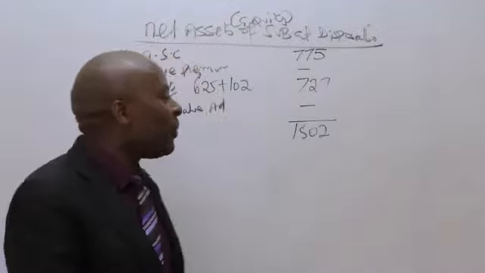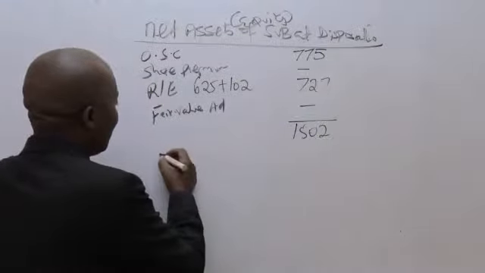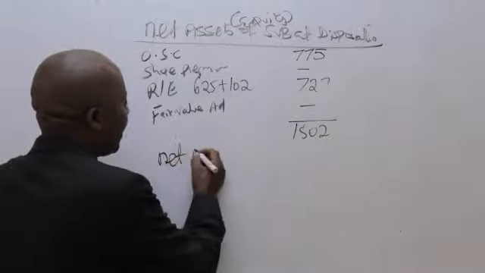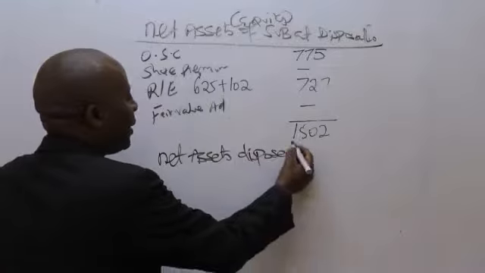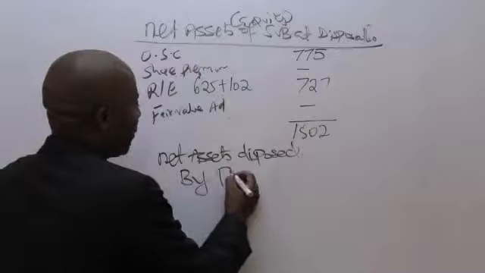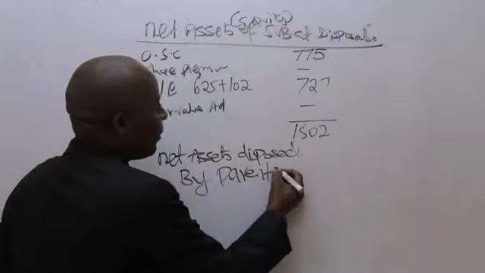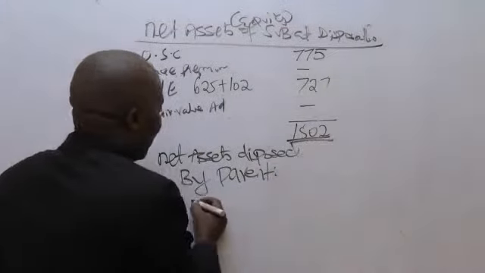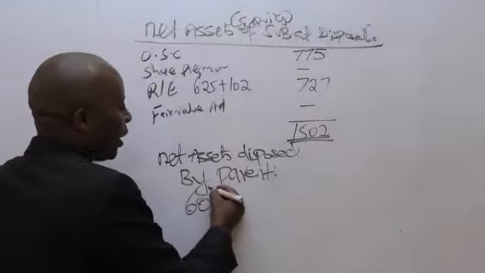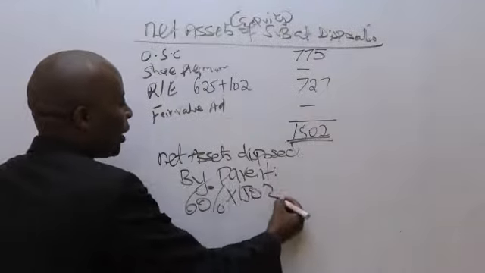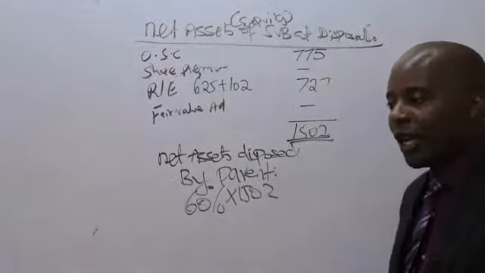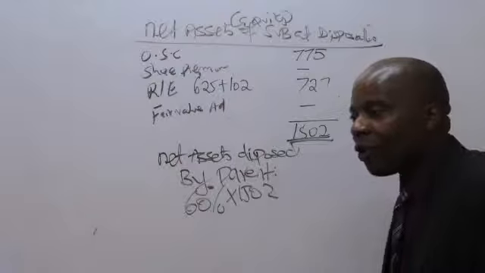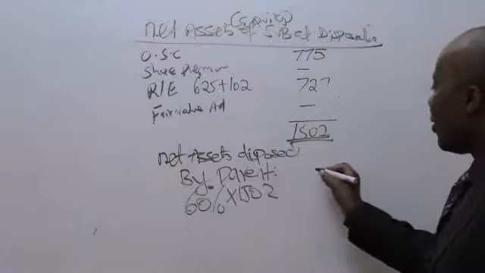So in this case here, come and look at the net assets disposed by the parent. The net assets disposed by the parent, this I can double underline, will be 60% its share, 60% of this 1502. Is anybody able to give me this figure, 60% of 1502? So already they have a figure of 901.2.